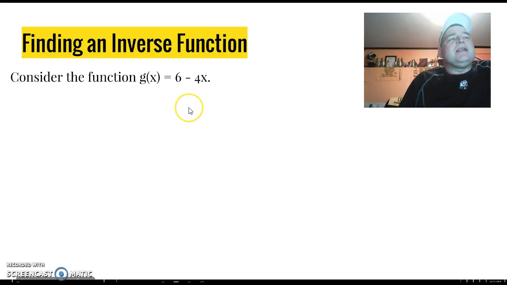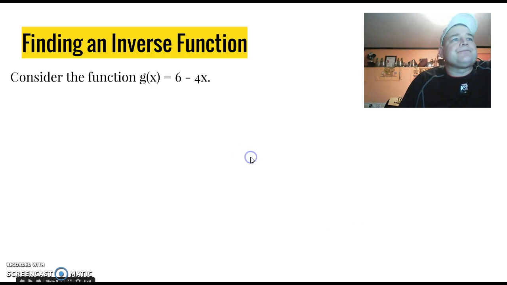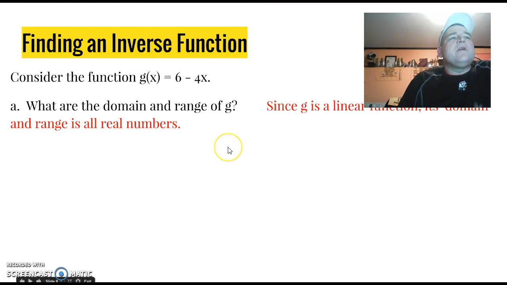Now we want to talk about finding an inverse function. Well, consider the function g of x equals 6 minus 4x. First of all, think about what type of function this is. Of course, we know this is linear because it's to the first degree. What are the domain and range of g? Well, since g is a linear function, its domain and range will be all real numbers.